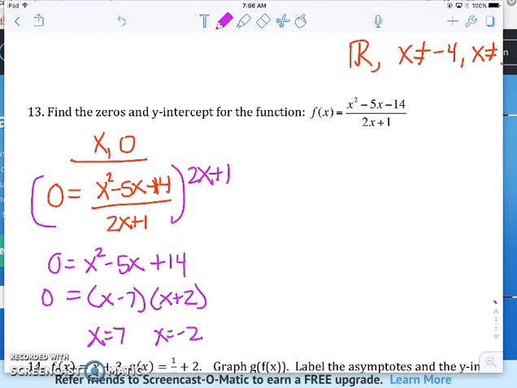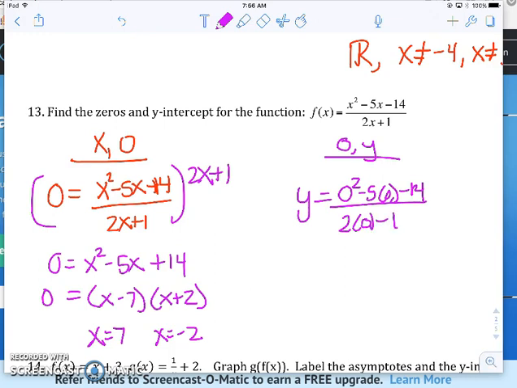And then for our y-intercept, 0 comma y. So if we plug in 0, 0 squared minus 5 times 0 plus 14, divided by 2 times 0 plus 1. So this would be 14 over 1, so positive 14.